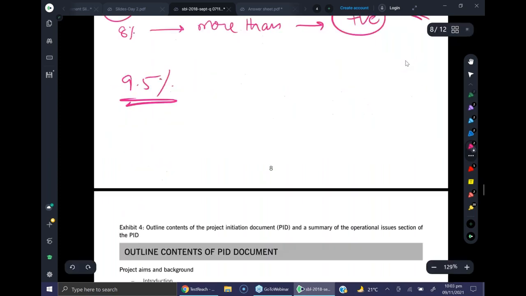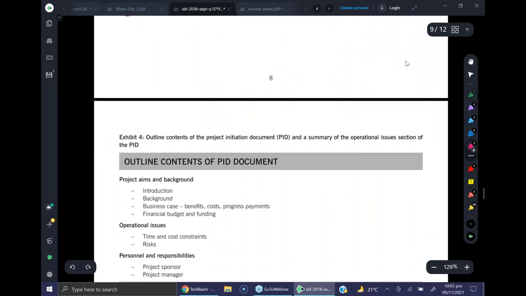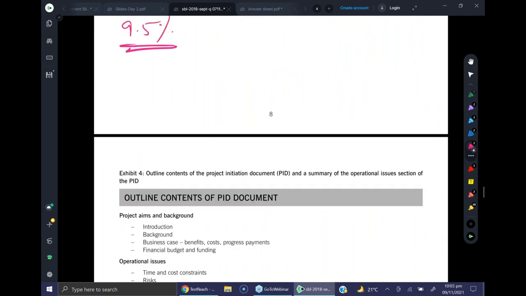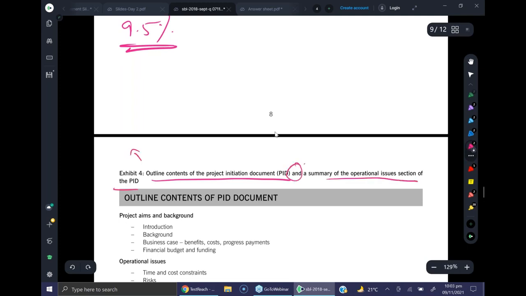Okay, guys. Exhibit 4. Exhibit 4 is the outline contents of the project initiation document and a summary of operational issues. Does this ring a bell? Which requirement? Can everyone tell me? It's also an important part of reading the case study, that I'm able to figure out which exhibit belongs to which requirement. Sometimes one exhibit has information for multiple requirements, sometimes it's only relevant to one requirement. So this one looks like what? Okay, more answers are welcome.